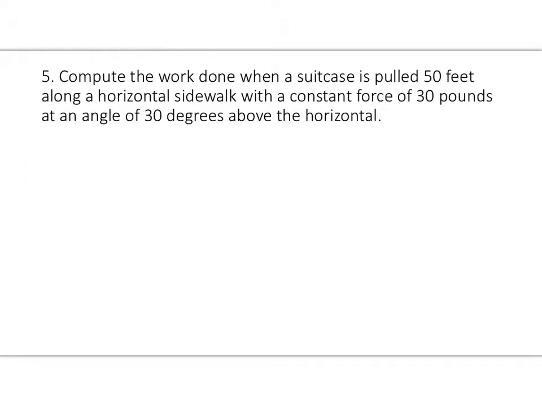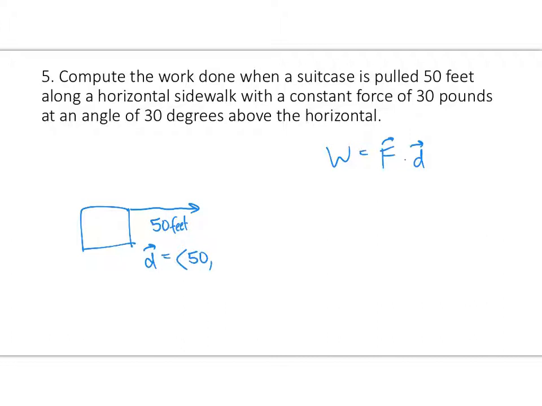Finally, we've got a question about work. When we have a force and a direction and a distance vector, the work is defined to be the force vector dotted with the distance vector. In this case, we've got our suitcase. It is traveling a distance of 50 feet horizontally, which means the distance vector is a vector that has positive 50 as its x component and 0 as its y component. And then the force makes a 30-degree angle with the horizontal, and the force is 30 pounds.